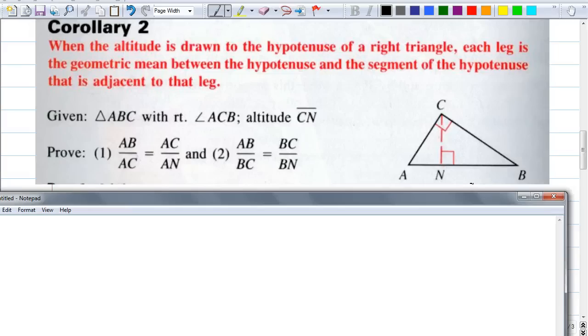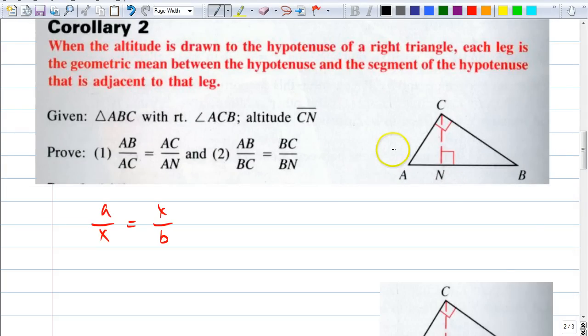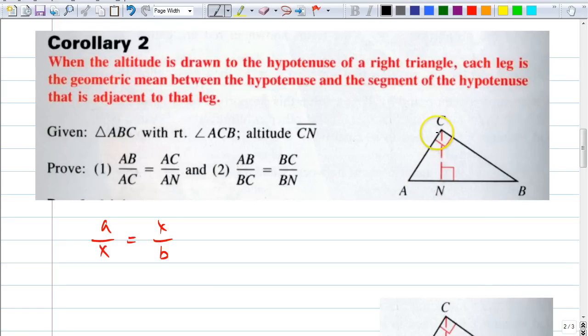Okay, so it turns out it's not that hard. First of all, each leg is the geometric mean. There are two legs, right? Whenever they're talking about each leg, they mean each leg of the original right triangle, and the hypotenuse is the hypotenuse of the original triangle. So let's write this down. Let's take one of the legs, AC, and call that x. That x is the geometric mean, so it's going to be a over x equals x over b.